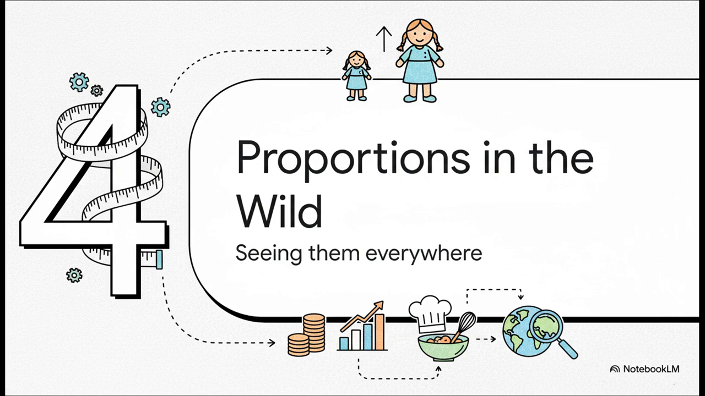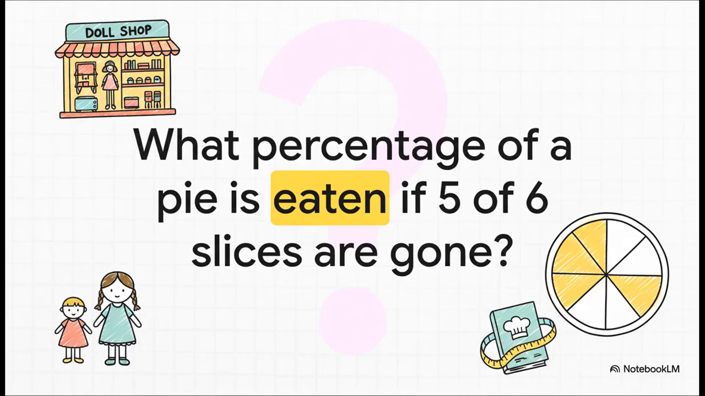Okay, so now that we've totally solved the doll shop puzzle, let's take a look at how this one simple concept shows up in all sorts of other situations in our everyday lives. Here's another classic example for you. And really, this is just a proportion problem in disguise. What we're asking is this: 5 is to 6 as what unknown number, let's call it x, is to 100.